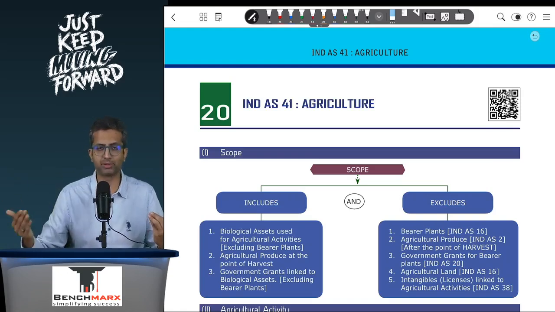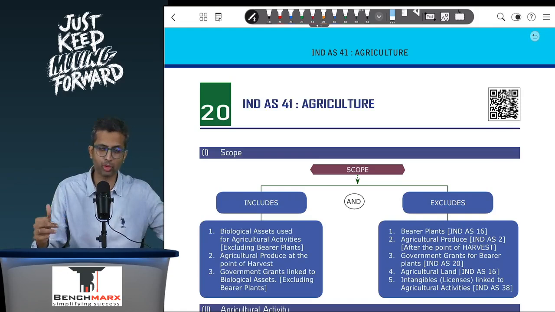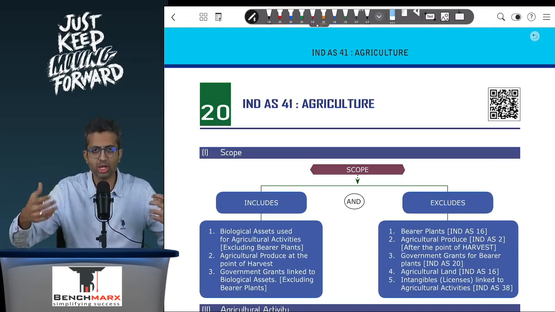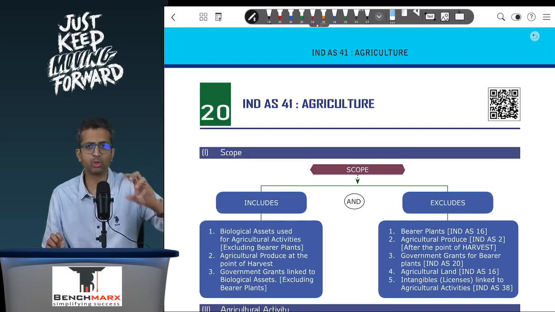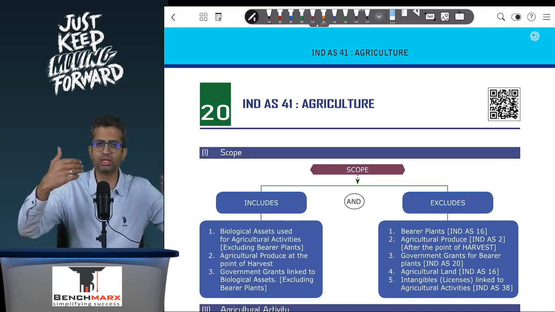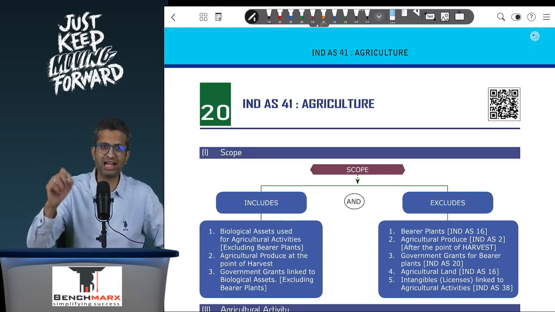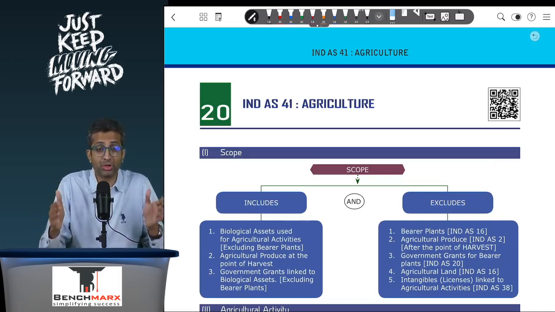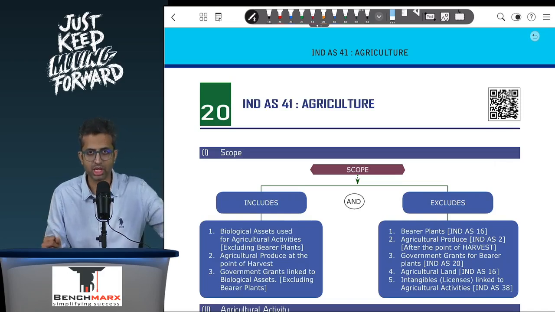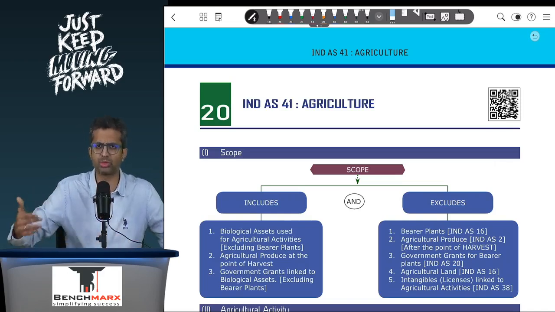Agricultural produce after harvest is not covered. Remember, only at the point of harvest will Ind AS 41 apply. Harvest is like detachment, for example, of the fruit from the tree. Before harvest, the fruit is already a part of the tree, so it will be a part of the biological asset. After harvest, it becomes inventory, but at the point of harvest, it is covered under Ind AS 41 and we will discuss why. And lastly, government grants which are linked to bearer plants will go under Ind AS 20 because bearer plants are not covered by the standard.